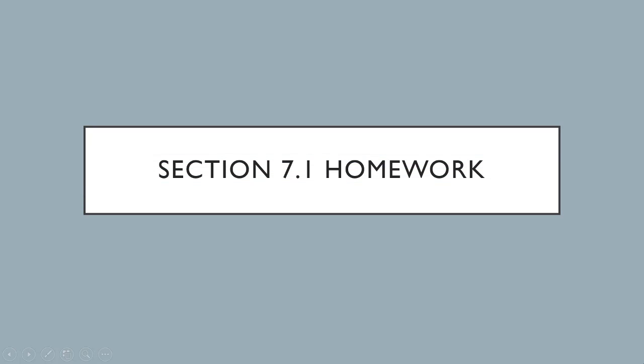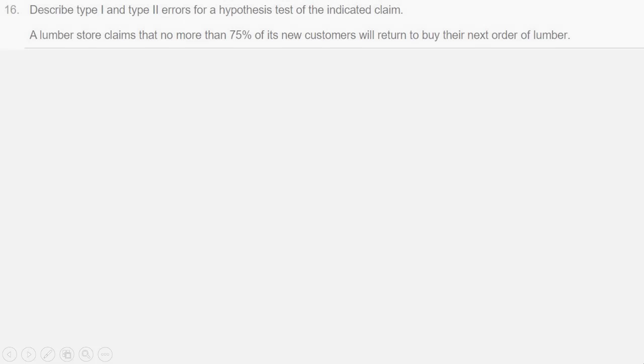We're looking at homework from section 7.1. This is question number 16. Describe type 1 and type 2 errors for a hypothesis test of the indicated claim. A lumber store claims that no more than 75% of its new customers will return to buy their next order of lumber.